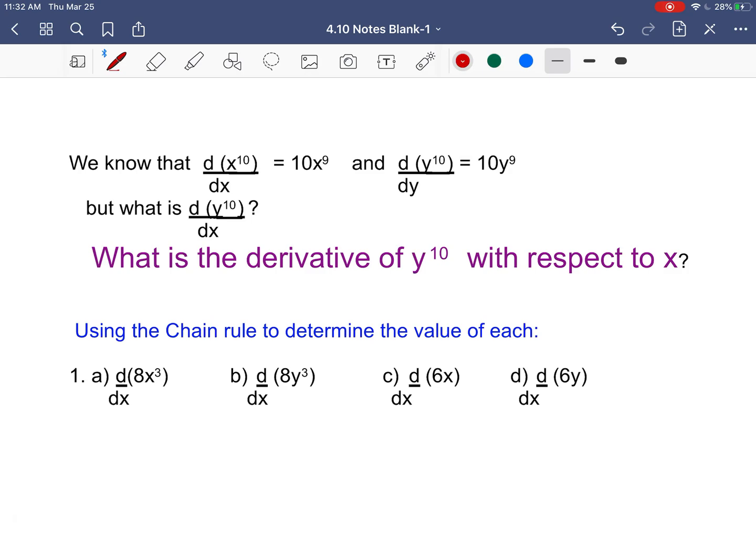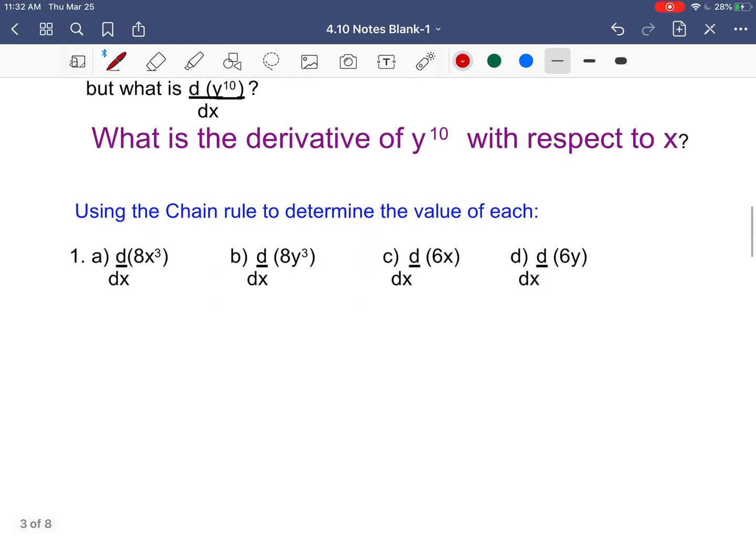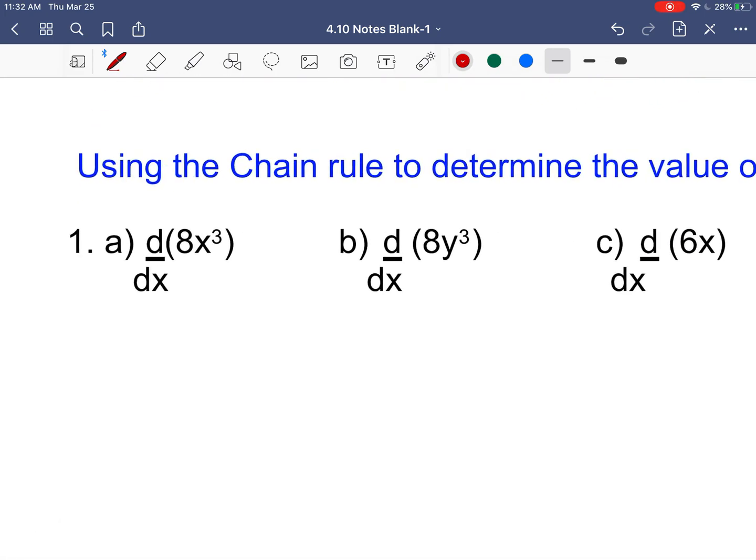We know that the derivative of x to the 10th with respect to x is 10x to the 9th. And the derivative of y to the 10th with respect to y is 10y to the 9th. We're just following our power rules there. But what is the derivative of y to the power of 10 with respect to x? We can only take derivatives of y's with respect to x's when we've got our y isolated. So we're going to use our chain rule.